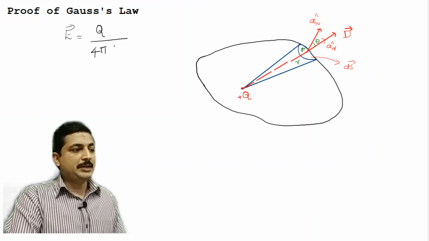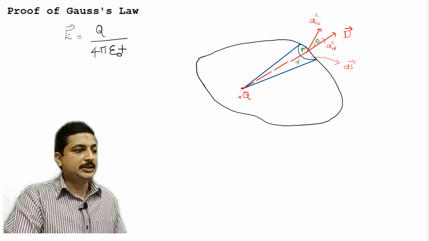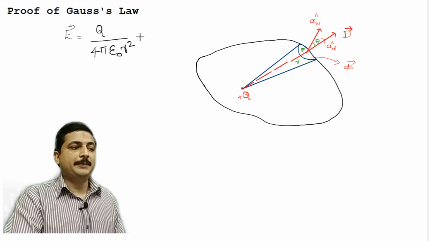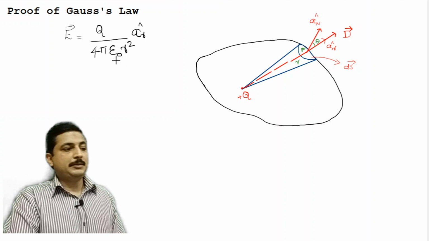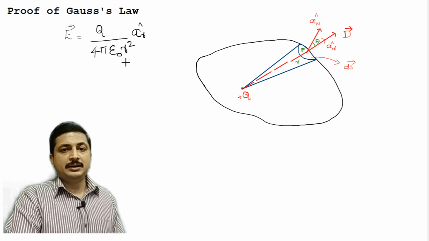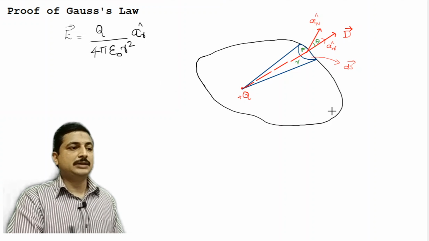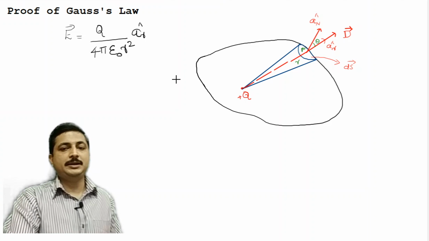So it is given by Q divided by 4 pi epsilon naught r square in free medium, right? A R cap, means in free air, because epsilon r becomes 1. Okay, so let us consider that whatever I am doing is on a plane of paper in free air.